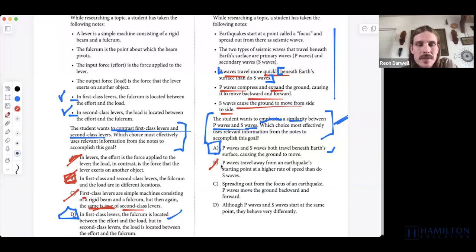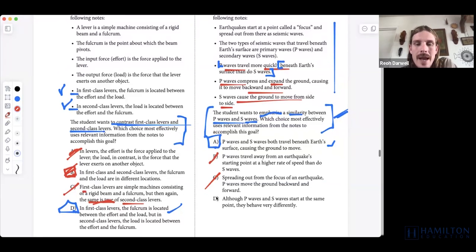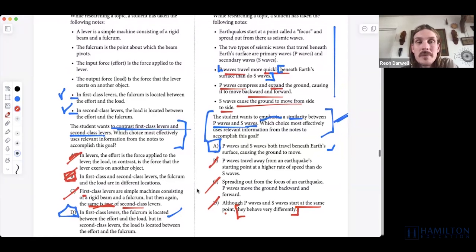B is a difference. Even if that's correct, it's identifying a difference. C doesn't say anything about S waves. We need to make sure that we're seeing the similarity between both of them. And then finally, D, we see a similarity, but it's focusing on the difference, right? So we need to be focused. We need to emphasize that there's something similar between P waves and S waves. That's all we're asked to do. And A is the only answer which accomplishes that goal. And that finishes question 27 and 395 as a whole.